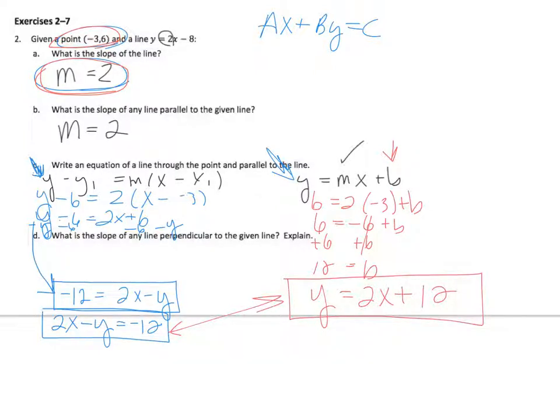Now, part D, that question right there. I'm going to go in purple. What is the slope of any line perpendicular to the given line? Well, if the slope of the line is 2, the perpendicular slope is the opposite sign and flip the fraction.